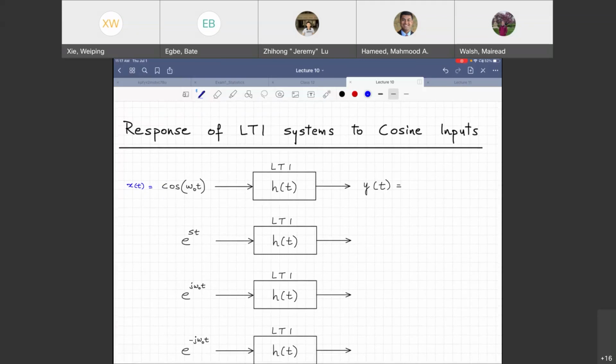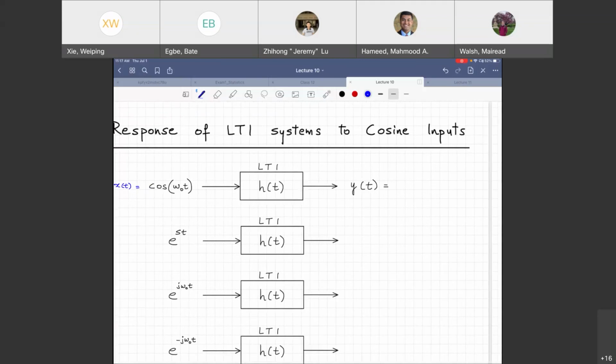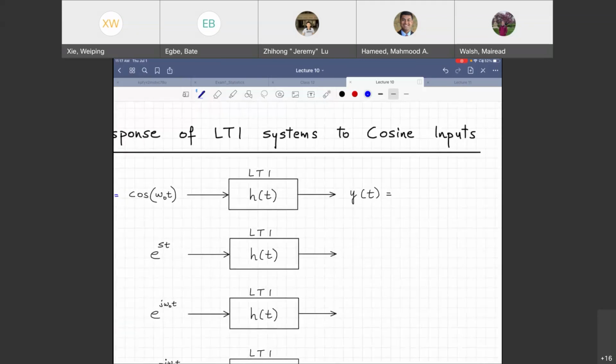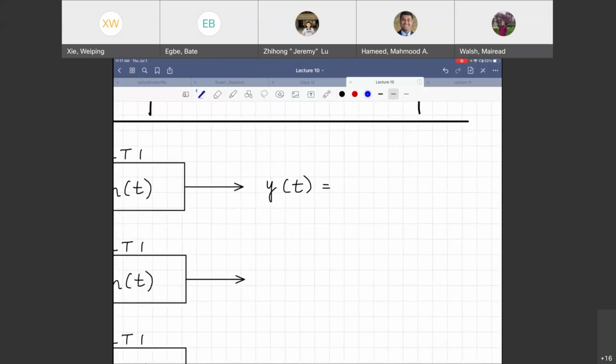Which one? There are two types, right? Continuous, and there is discrete. Continuous. All right, so continuous convolution would be the answer. I would take x of t and do a continuous convolution with h of t.